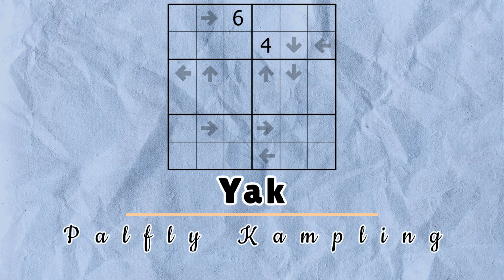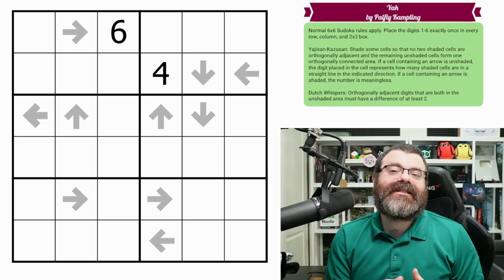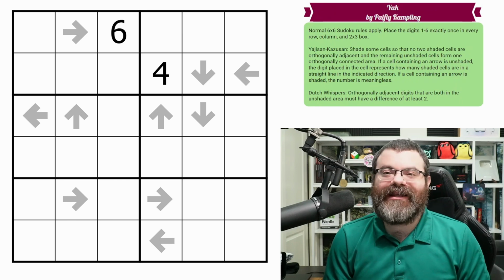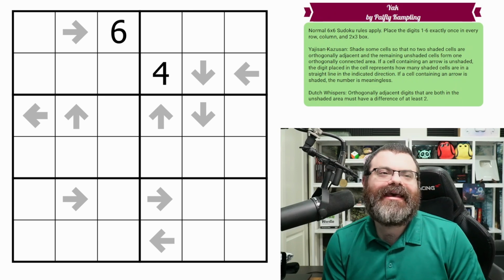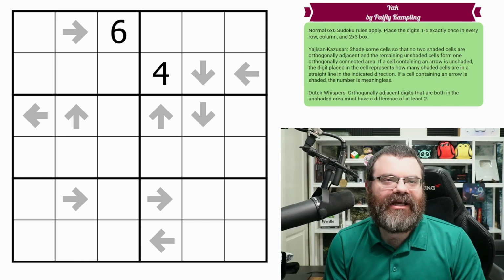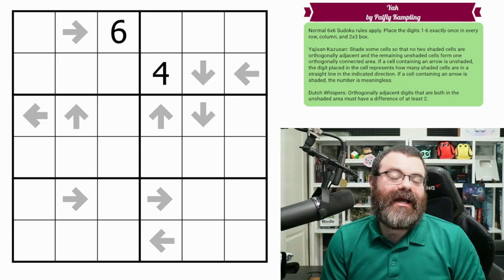Hello, let's continue our Sudoku adventure with Yak by Palfly Kampling. So this finishes our shading theme week. I hope you enjoyed all the little shading pencil puzzles that we provided for you, combined with Sudoku. This last one is Yaji-san Kazu-san. So I will go over the rules.